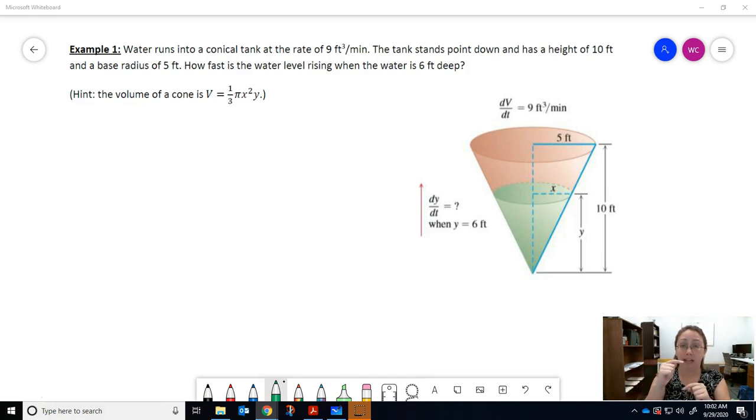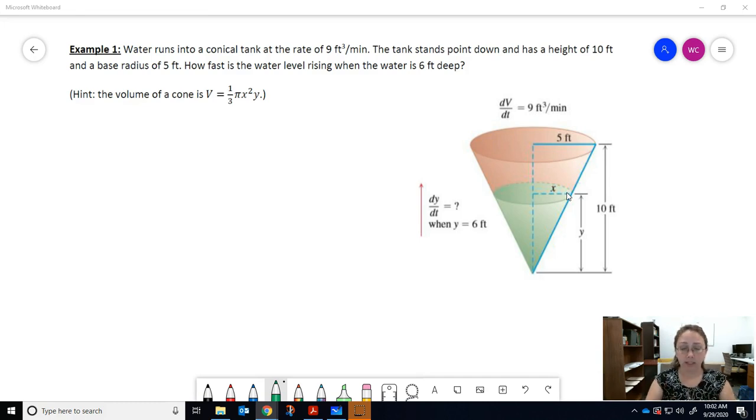So that means the height of the green, which is your y value here, is getting bigger and bigger and bigger. As it goes up, the radius x is getting bigger and bigger and bigger. So x and y are representing the dimensions of the water within the tank. Okay? We can't actually pinpoint what x and y are because they're changing over time, as the volume of water is changing over time. Now, once you pick a particular moment in time, then you can say what x and y are or find x and y depending on what information you're given.